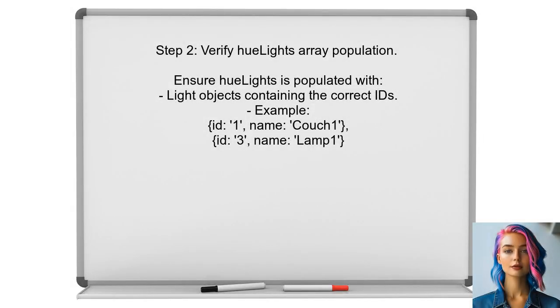Next, the user should ensure that the huelights array is populated correctly with light objects. This means that the user needs to verify that the light IDs in the group correspond to the actual light objects in the huelights array.